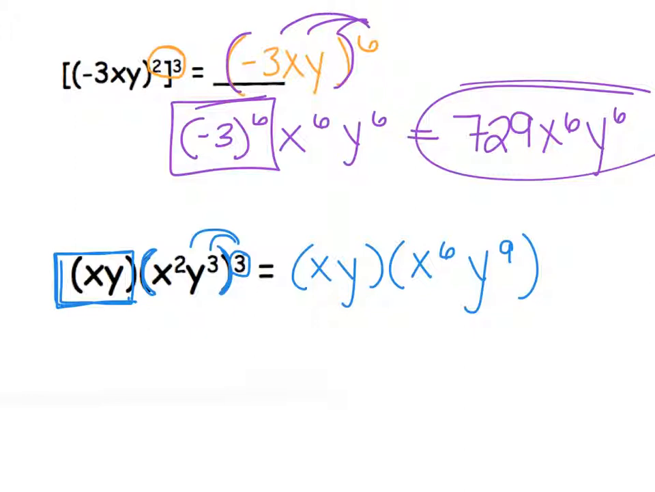Now, we can look beyond these parentheses. These parentheses just imply multiplication, but everything in here is being multiplied. So I like to look at this without parentheses. I like to think of this problem as x times y times x to the 6th times y to the 9th.